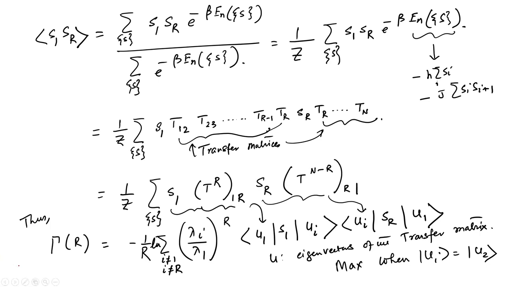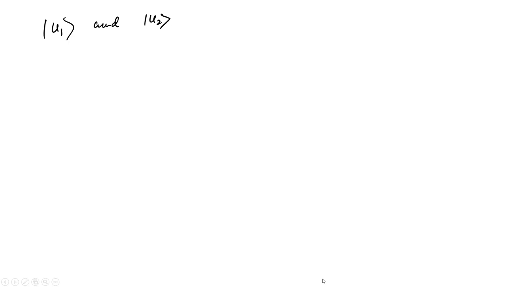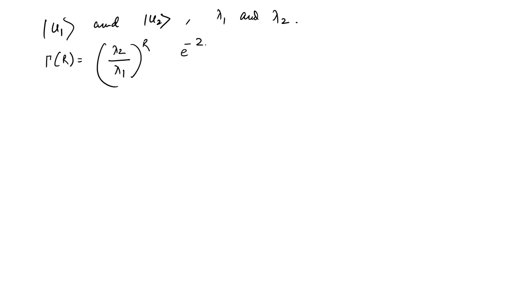And this is an important thing, so let me do a box of this. All right. So now we can calculate u_1 and u_2, and when we do that, we also need lambda_1 and lambda_2. And then the gamma R, which is the correlation function, comes out as lambda_2 by lambda_1 whole to the power R, e to the power minus 2 beta J, divided by e to the power 2 beta J sinh squared beta h, plus exponential minus 2 beta J.